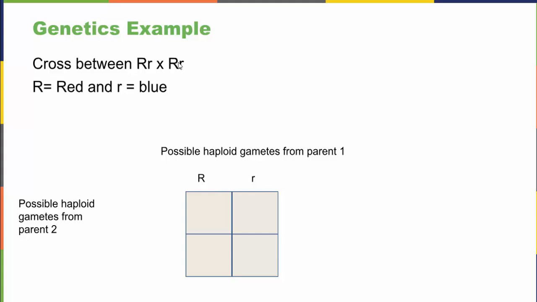The other parent, in this example, is easy because they have the same genotype, so they can also make gametes with either big R or little r. Remember, they don't get both because gametes are haploid.